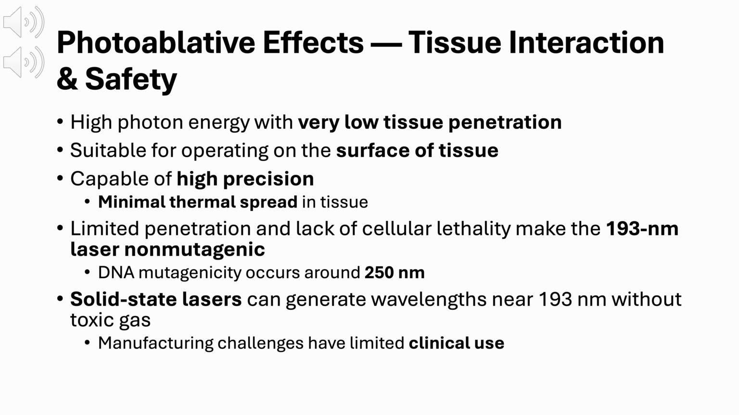Safety is also strongly tied to wavelength. Although 193 nanometer light is high energy, its penetration is so limited that it does not produce significant cellular lethality beyond the ablation zone. Importantly, this wavelength is considered non-mutagenic. DNA mutagenicity peaks at wavelengths closer to 250 nanometers, where nucleic acids absorb more efficiently. At 193 nanometers, absorption occurs so superficially and rapidly that there is no meaningful accumulation of DNA damage in living cells.